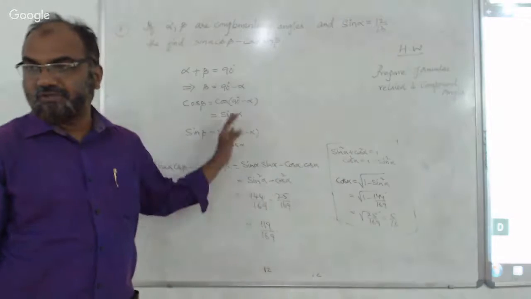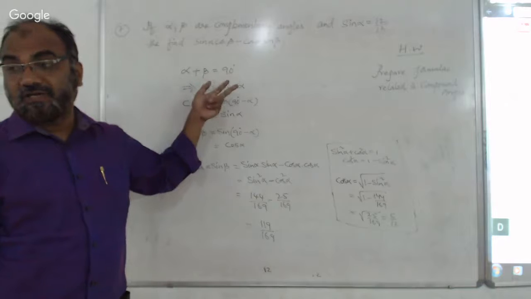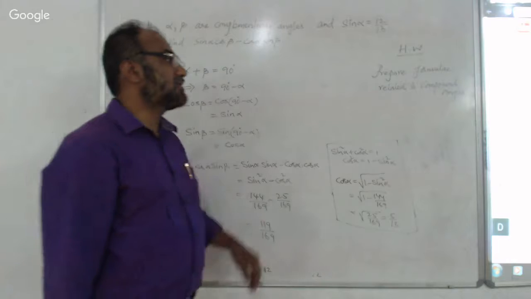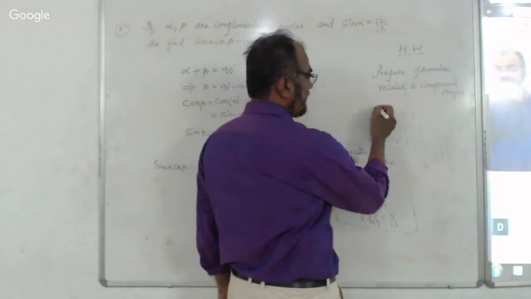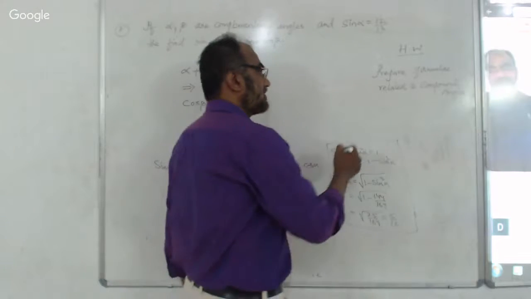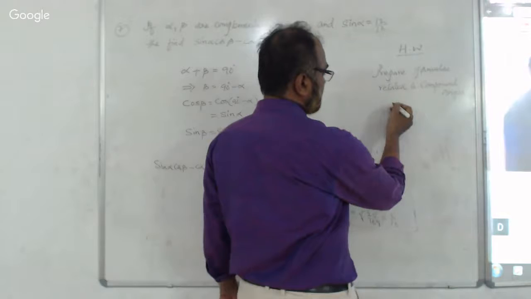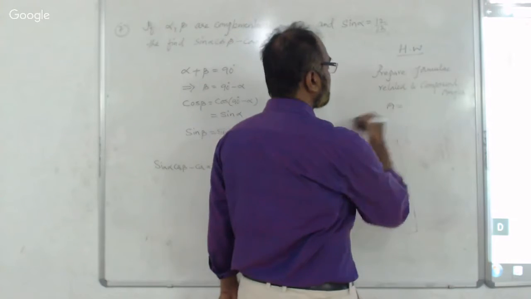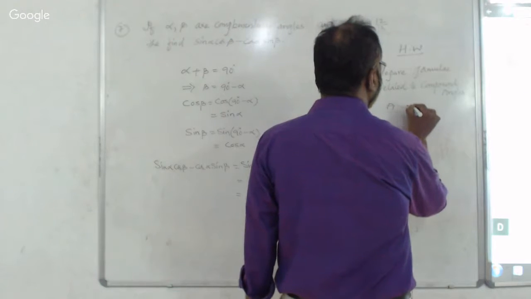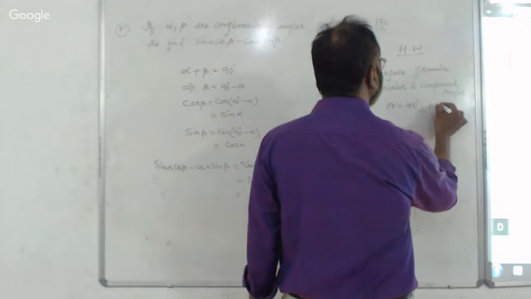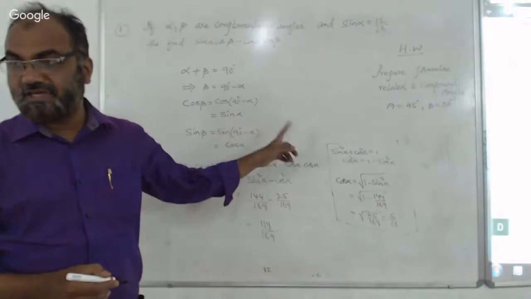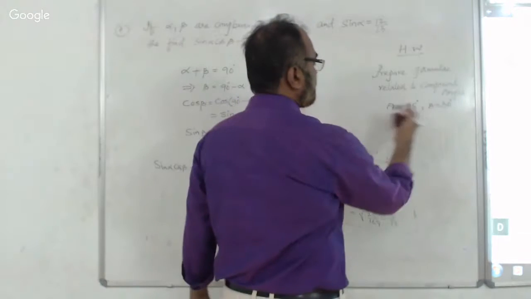What are the formulas we have learned today? The compound angle formulas: sin A plus B, sin A minus B, cos A plus B, cos A minus B, tan A plus B, tan A minus B. Based upon these six formulas, you have to solve one problem at home. To prove all six formulas, you take one problem each. Suppose I give A equal to 45, B equal to 30. You have to prove all the six relations taking A equal to 45, B equal to 30.